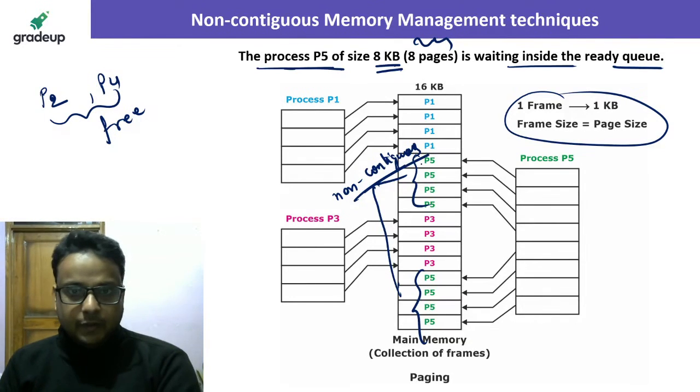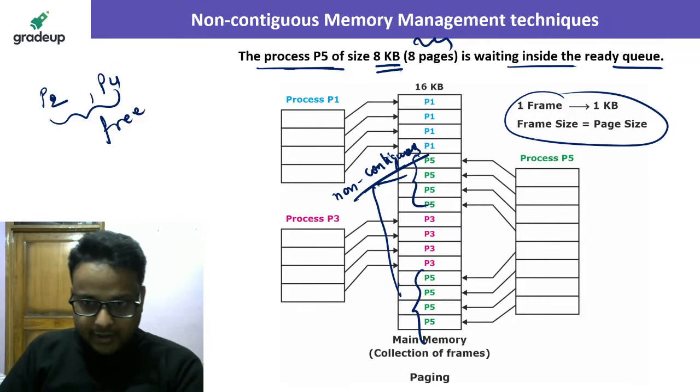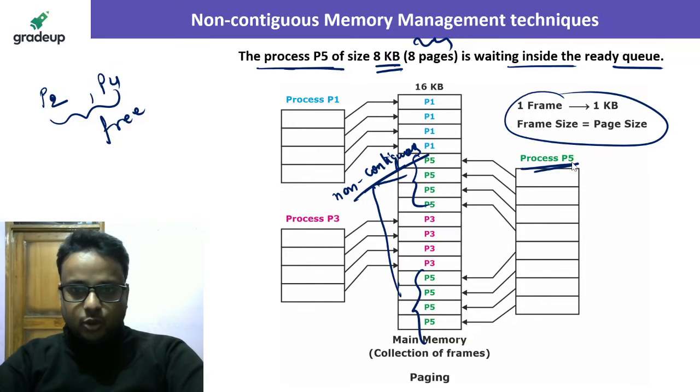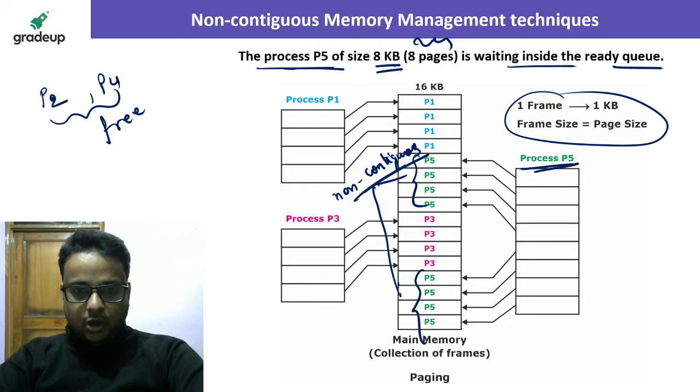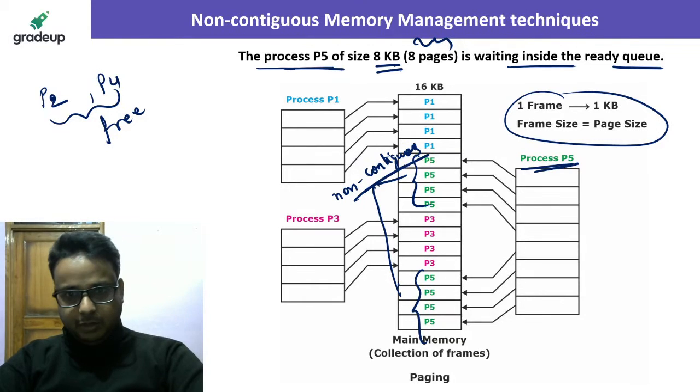Okay, I am allocating the pages of P5. I hope you are understanding, right? So this is the example of P5 pages. We will do a lot of things in paging. Okay, so if you have any doubt, please ask me.